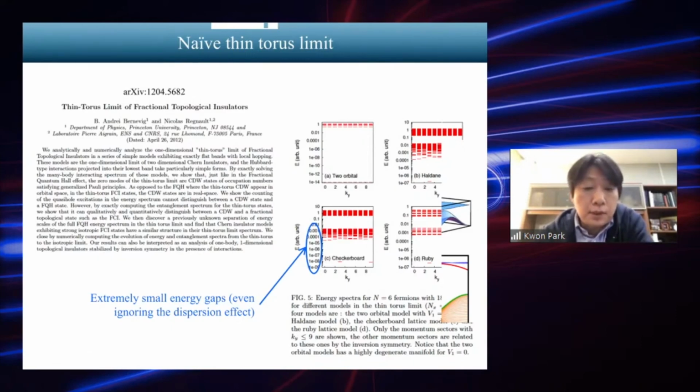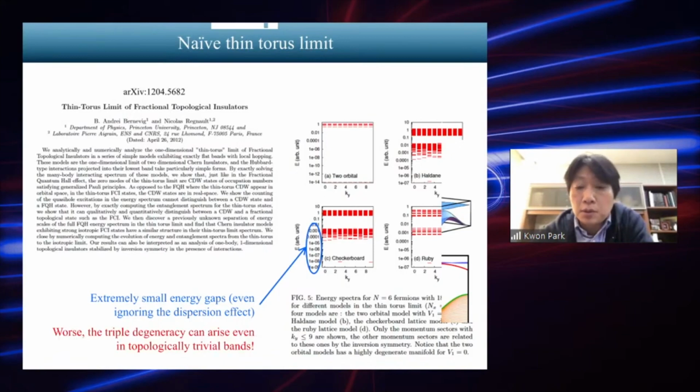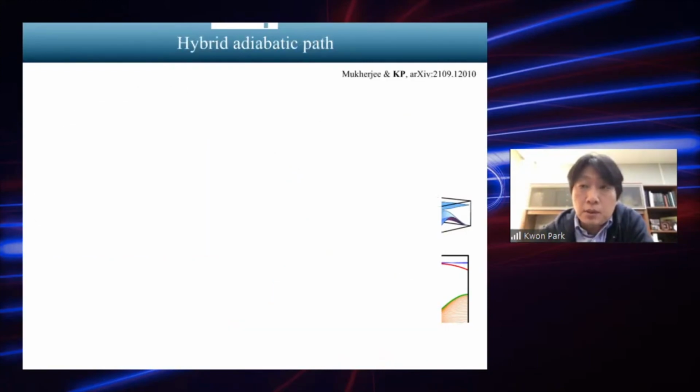So this is negative, and worse, actually the triple degeneracy can arise even in a totally trivial phase. So in fact, this paper was not published, and it's only on the arXiv. So actually, in our work, we have thought about some kind of hybrid path, which does not directly take the thin torus limit, but rather has a detour.